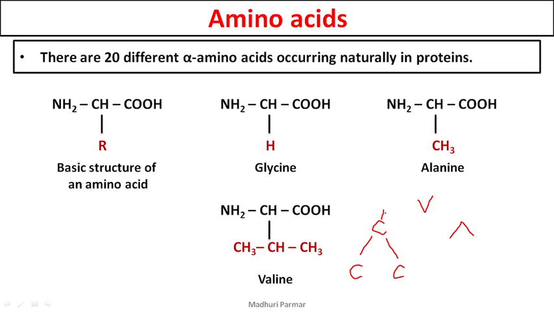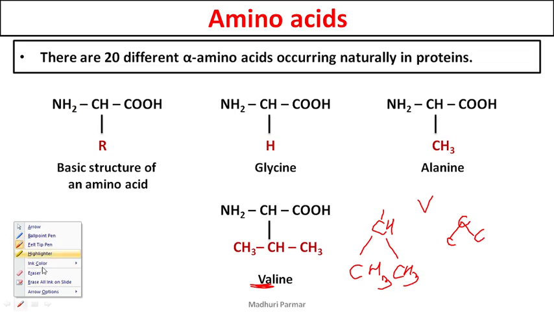Now, this carbon already has three valencies covered. So you just write CH and these both will be CH3, CH3. Clear? So this is how you remember valine. Wherever you hear valine, it has that V shape, and with a V shape, each end will have one carbon. So you have 1, 2, and 3. Just fill up the valencies and you know how valine looks. Clear?